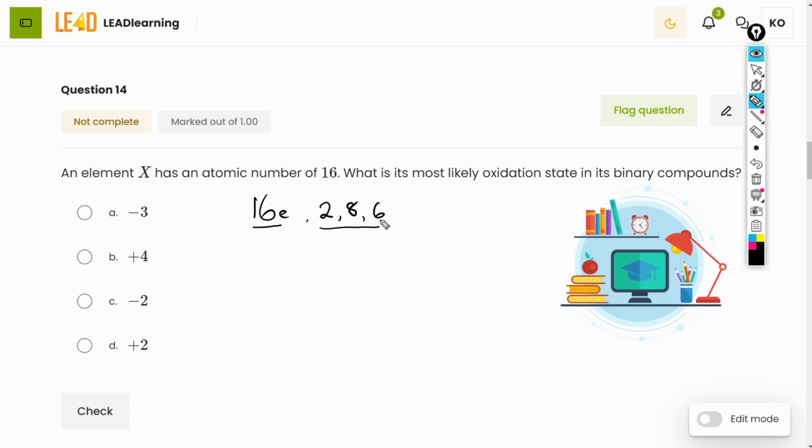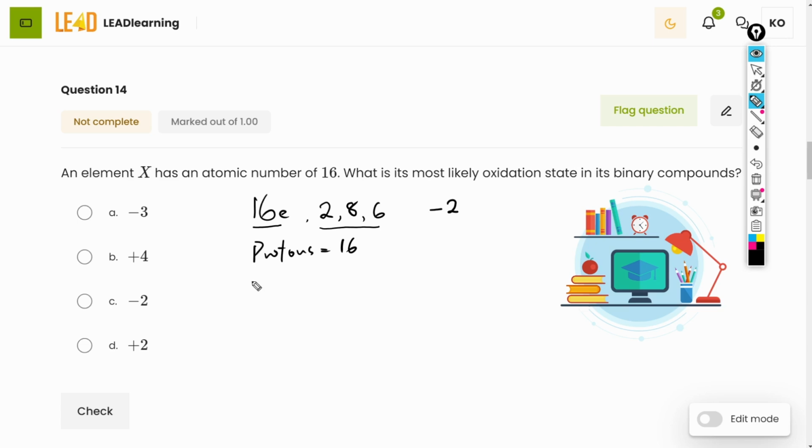Looking at it this way, it will need 2 electrons to become stable. So when it takes part in a chemical reaction, it is going to accept 2 electrons from the other atom. By accepting 2 electrons, that confers on it a charge of -2, because protons are currently 16.